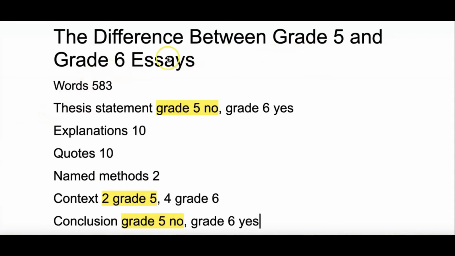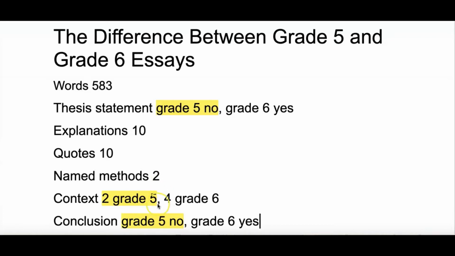Grade 5 and 6 essays tend to have the same number of words, about 580 to 600 words. But a grade 5 essay won't bother with a thesis statement, and you'll see what that is later if you don't know, whereas a grade 6 one will. They'll both have about 10 explanations in. I'll show you what explanations look like. They'll both use about 10 quotes, and they will both write about the author's methods, and they'll name about 2 of them, not very many at all.